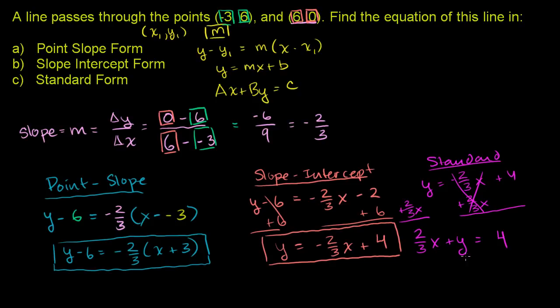If we wanted to make it look extra clean, have no fractions here, we could multiply both sides of this equation by 3. If we do that, what do we get? 2/3 x times 3 is just 2x. Y times 3 is 3y. And then 4 times 3 is 12. These are the same equations. I just multiplied every term by 3. If you do it to the left-hand side, you have to do it to the right-hand side. And we are in standard form.